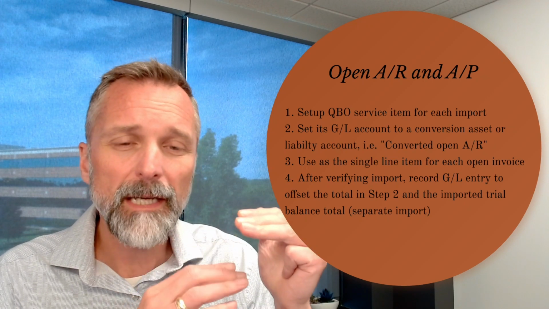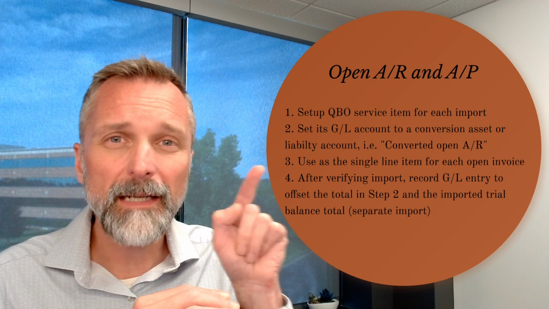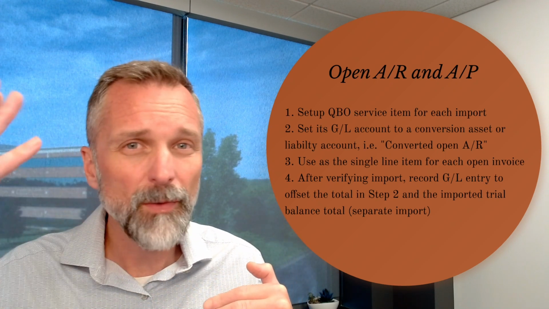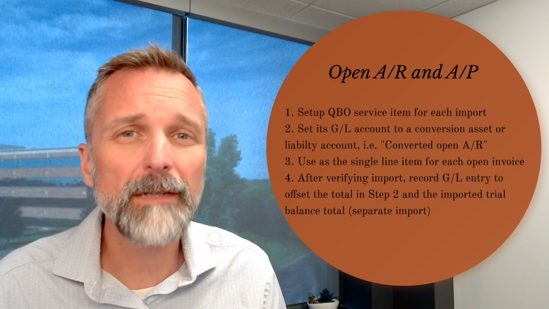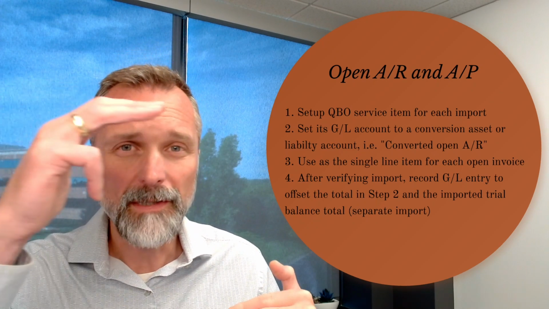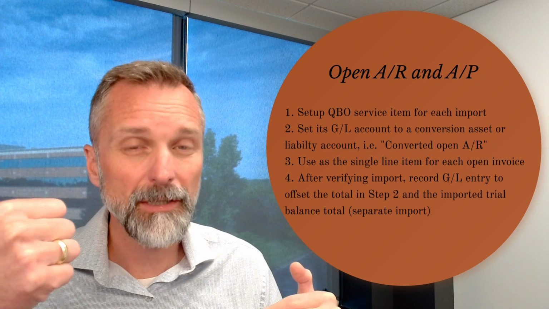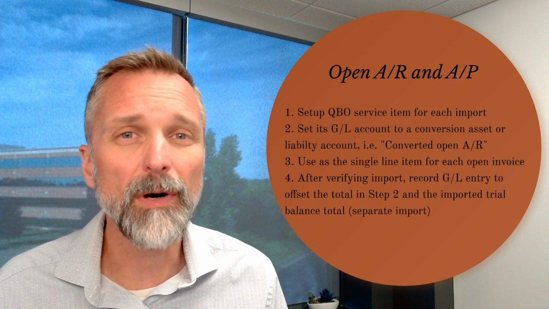That's going to be the accumulation of the single line item for each invoice. And whether you're importing 10, 20, 1,000, 2,000 invoices, the end result is it's all going to add up to one big number, which of course needs to match the report out of JobBoss2.